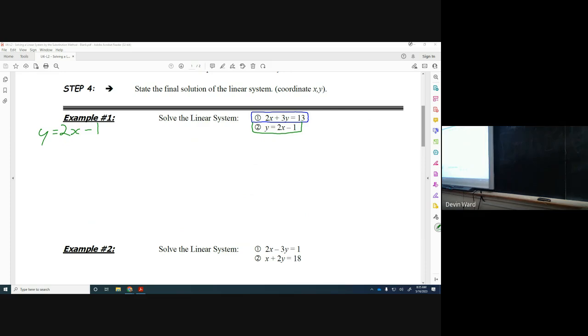So I have y equals 2x minus 1. This is my equation 2. Then I have equation 1, 2x plus 3y equals 13.